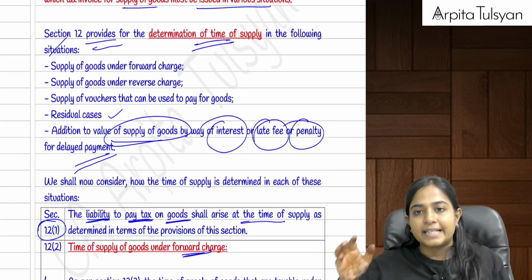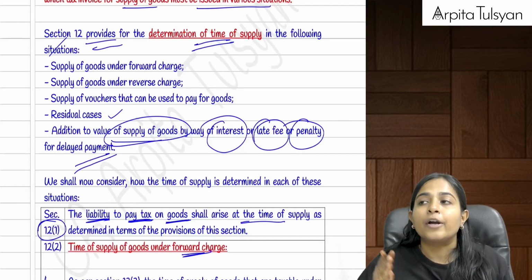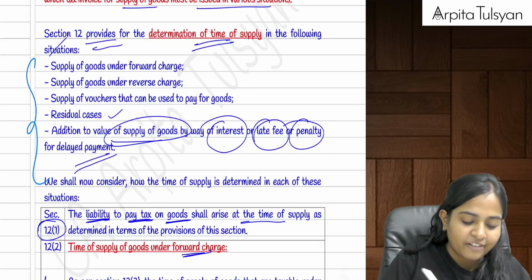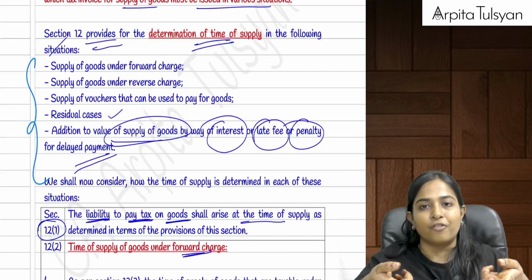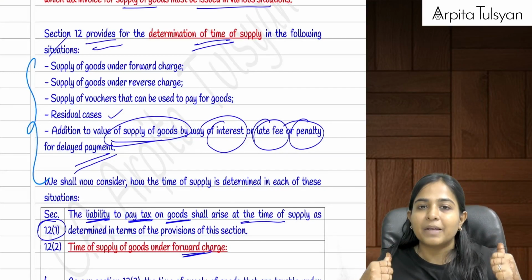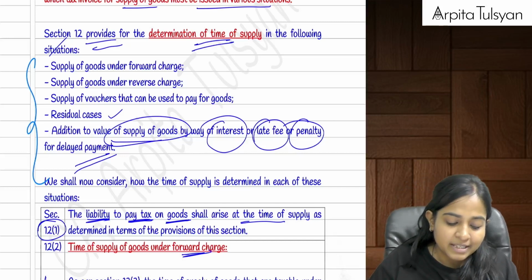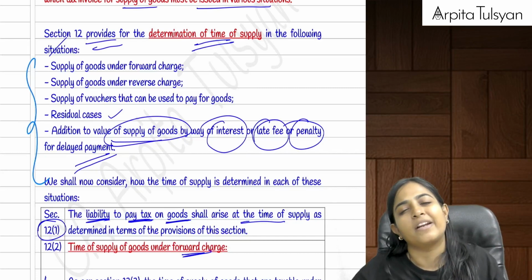Now here in section number 12, as you already know, it is going to talk about time of supply of goods. In this we are going to consider 5 cases, as you can see here. Can you see these 5 cases coming up, everyone? Yes. Now first one, supply of goods under forward charge. Second one, you can tell me, it will be time of supply of goods under reverse charge. Next one, supply of vouchers, for example Sodexo coupons, etc. Fourth one is your residual cases.